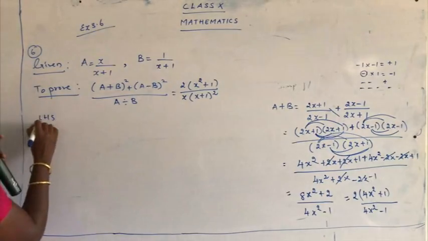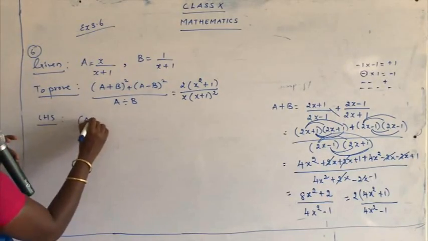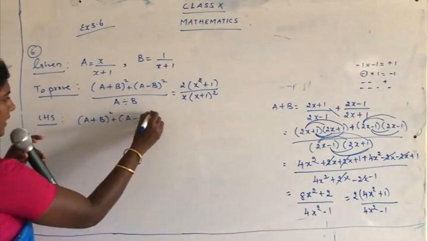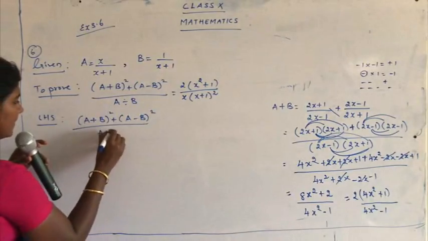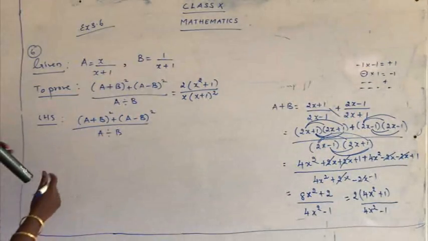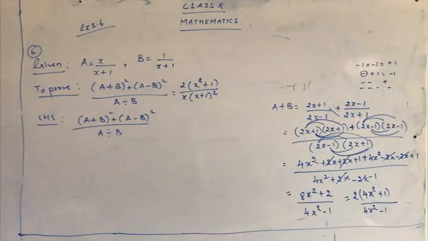I'll say LHS is a plus b the whole square plus a minus b the whole square upon a divided by b. Yes children, this was the LHS part. Now you're just going to substitute the value. Before we substitute the value, try whether something can be simplified or whether we can reduce the matter in the numerator part.